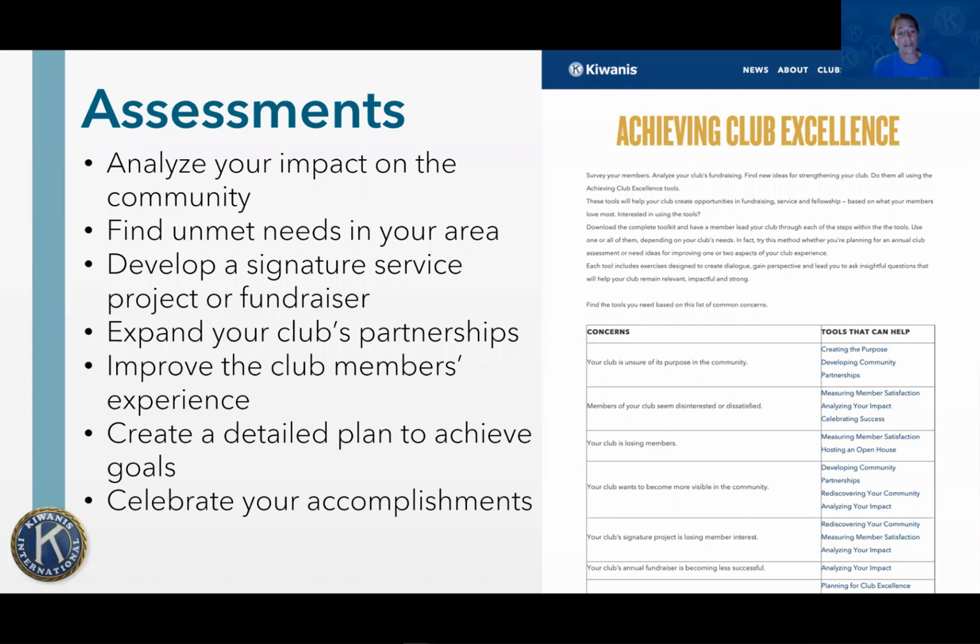So the ACE tool is a great resource to come up with anything. And a lot of stuff is already done for you. You just need to go and put it together and send it out either to your community or even to the club and see what works and what doesn't work.